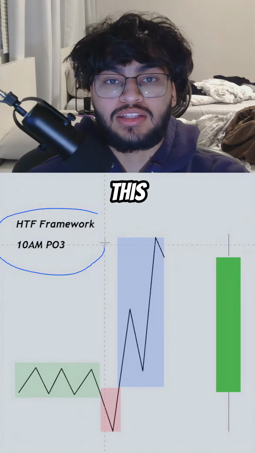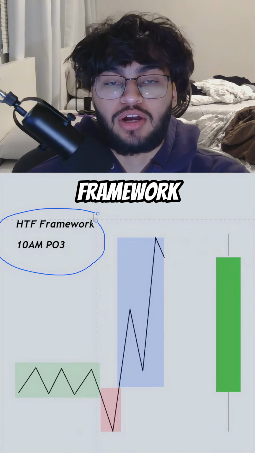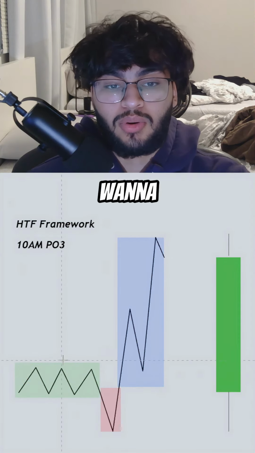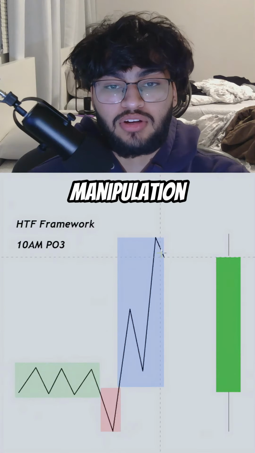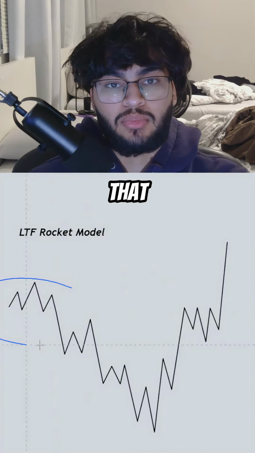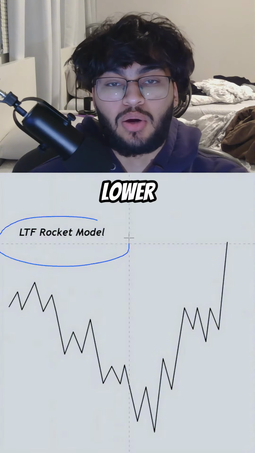So before we get into this entry model, we have to understand our higher time frame framework. And this is the 10 AM PO3. And all we want to see is an accumulation, a manipulation, and a distribution of that 10 AM candle. So now that we understand the higher time frame framework, we can look at the lower time frame rocket model.